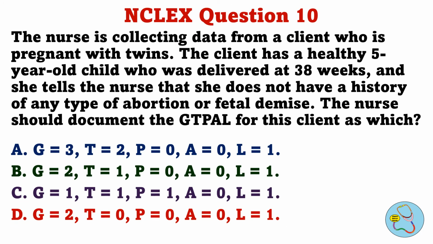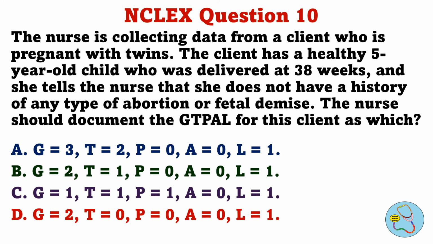Question 10. The nurse is collecting data from a client who is pregnant with twins. The client has a healthy 5-year-old child who was delivered at 38 weeks, and she tells the nurse that she does not have a history of any type of abortion or fetal demise. The nurse should document the GTPAL for this client as which?